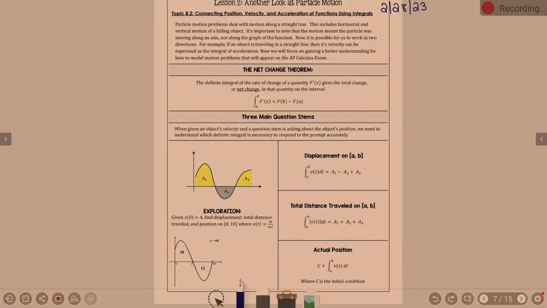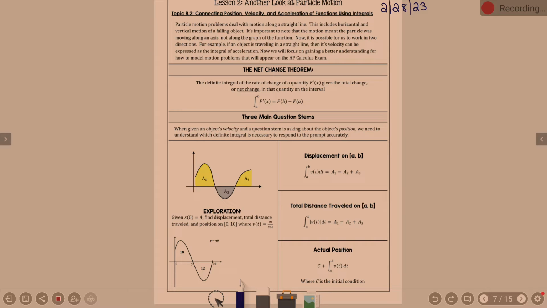As lesson 8.2 is another look, I will say our final look at particle motion. We have done a lot with the physics side of calculus, with position, velocity, and acceleration, and we're going to dive into it one more time. Okay? So, particle motion problems that deal with motion along a straight line.